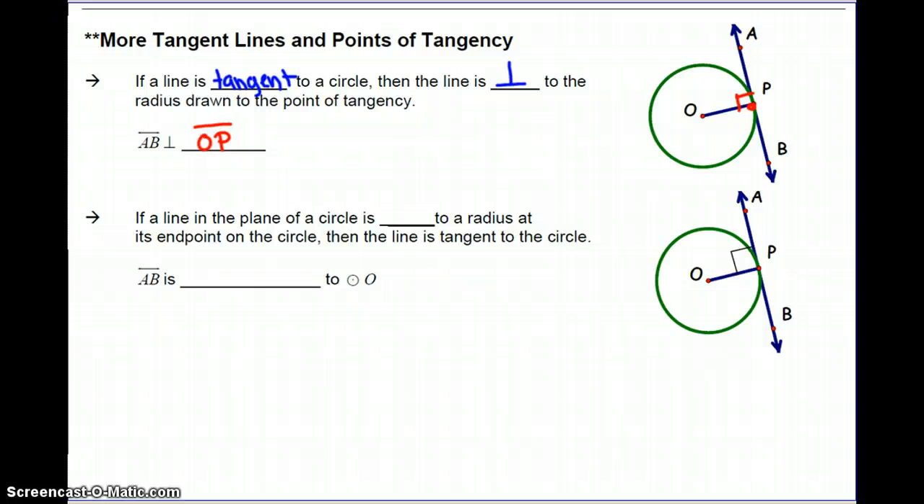We also have the converse. If a line in the plane of a circle is perpendicular to a radius at its endpoint on the circle, then that line is considered tangent to the circle. So we can determine if a line is a tangent line by drawing a radius to that point and seeing if it forms a right angle. And that will tell us if line AB is tangent or not.